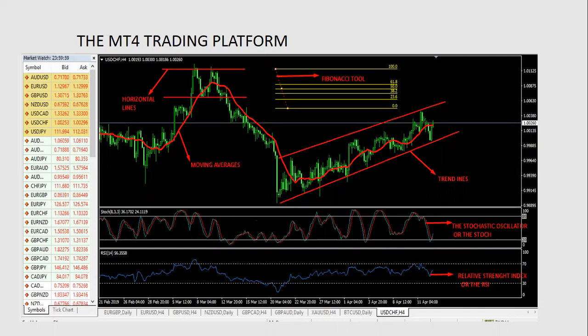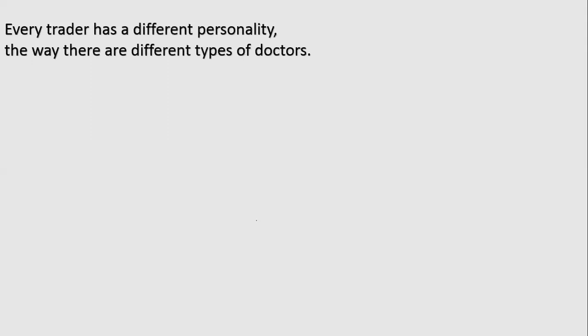So today, what we will be doing is basically identifying each and every one of us. Every trader has a different personality, the way there are different types of doctors. They are who we call day traders. Basically, there are different types of traders, right? And after this class, I would implore you to do more research.